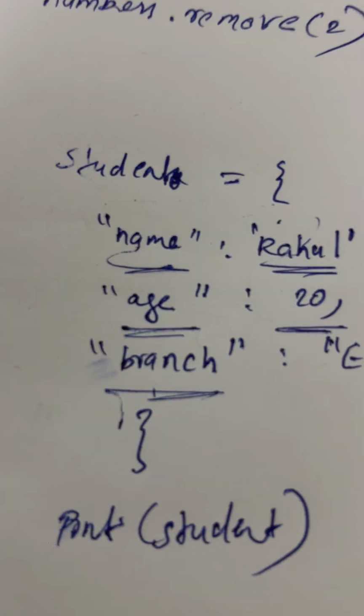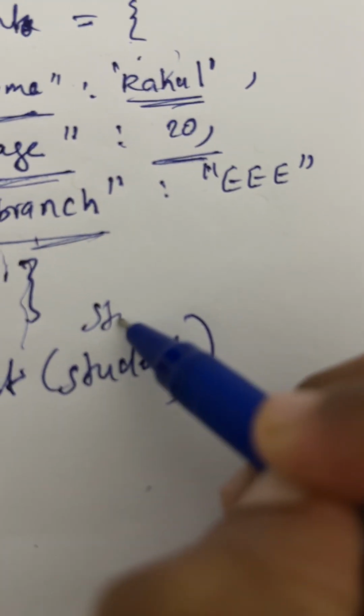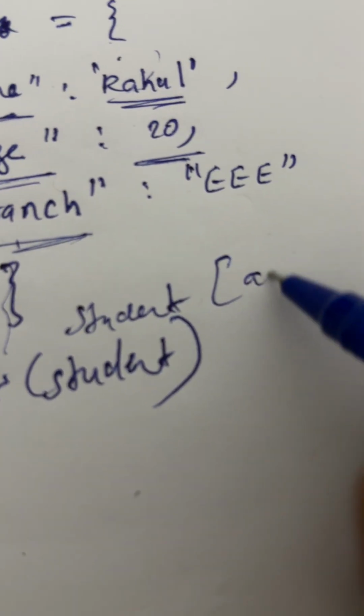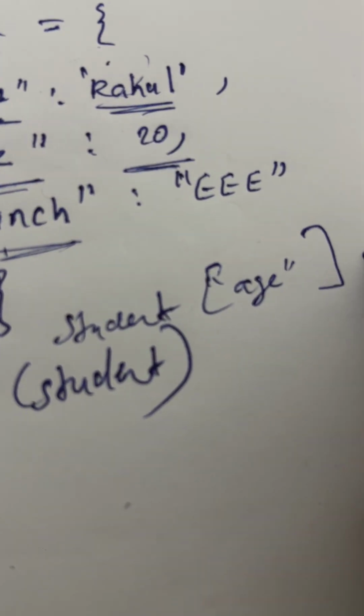Now we are going to change the value. If you consider this, we need to change the age. After closing this, we give student age equal to 21. So the output will be age equal to 21, and the value will be changed. So what we need to do is student in the bracket age equal to 21.